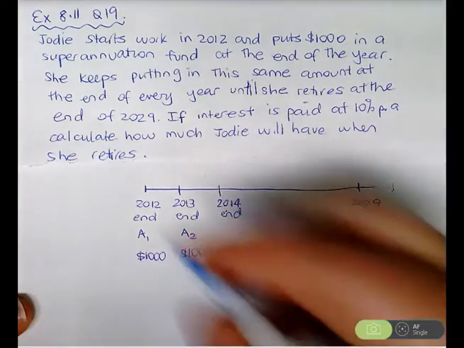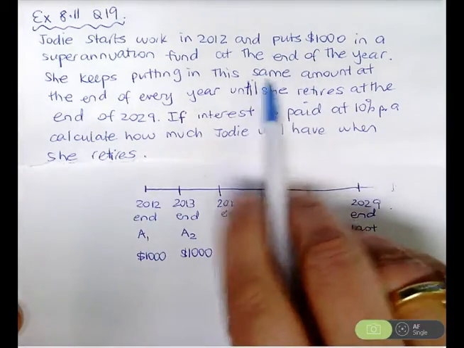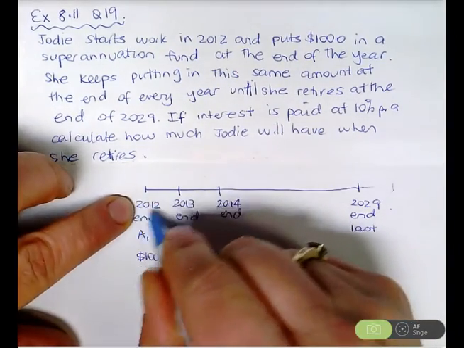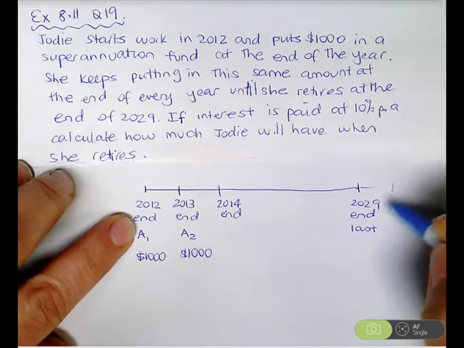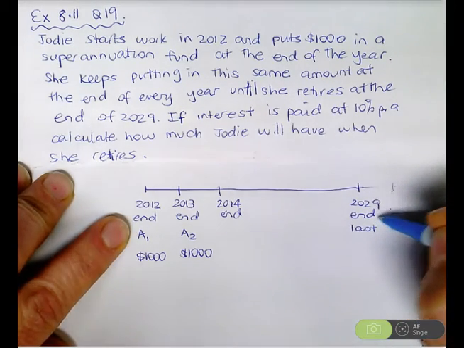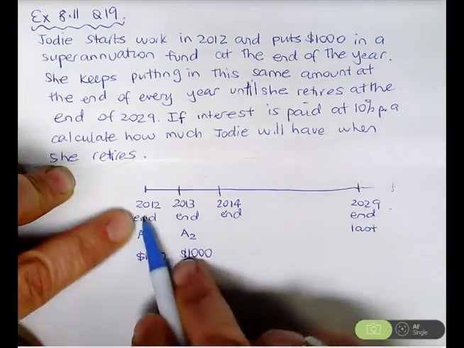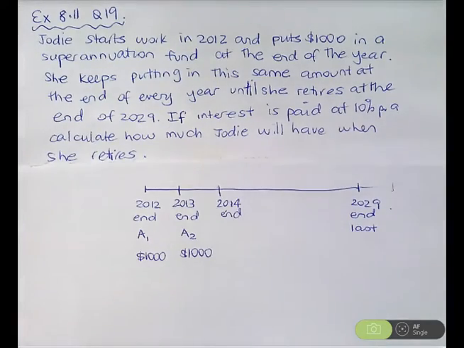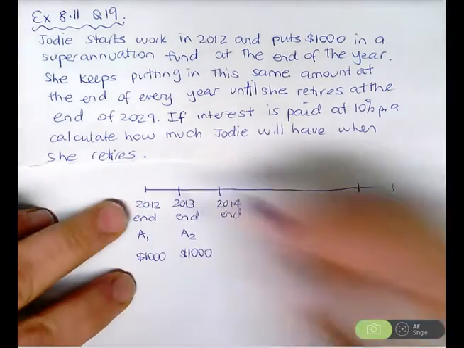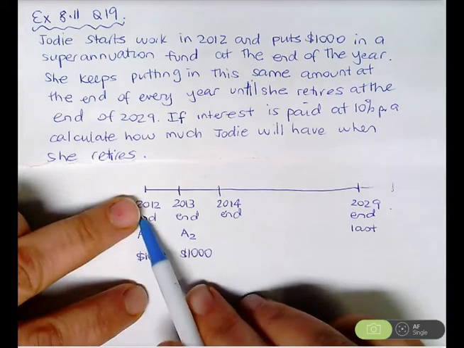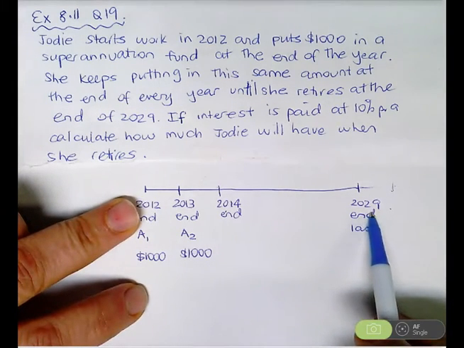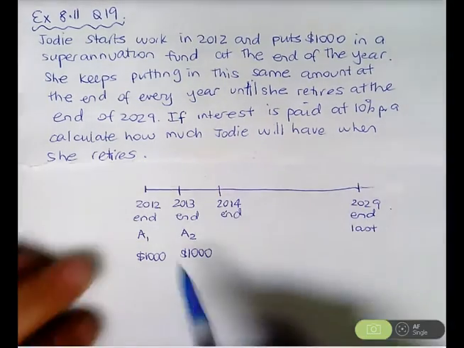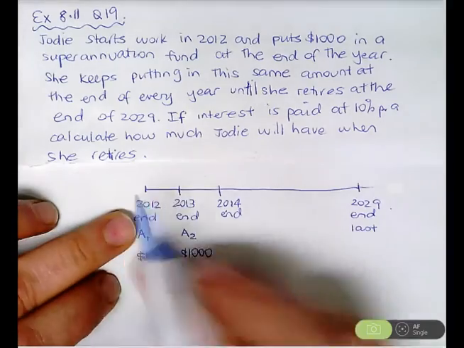Now, because she makes that first investment at the end of 2012, I'm going to label these as 2012 at the end. And she also makes her last investment at the end of 2029 as well. So I'm going to start at the end of 2012. I'm not actually going to start at the beginning of 2012. If you start at the beginning of 2012 and end at the beginning of 2029, you're actually going to be short 1 year. So you need to be really careful. So if this is the end, I'd call this the end as well.